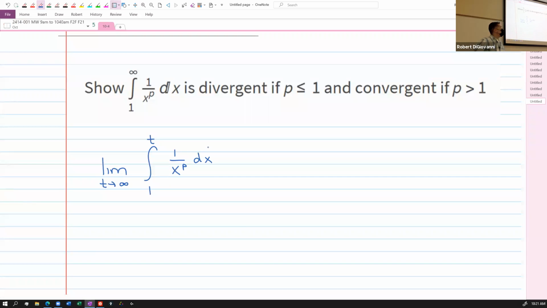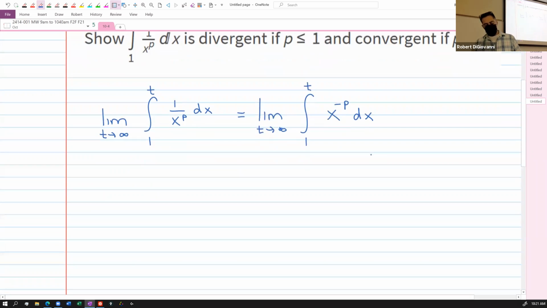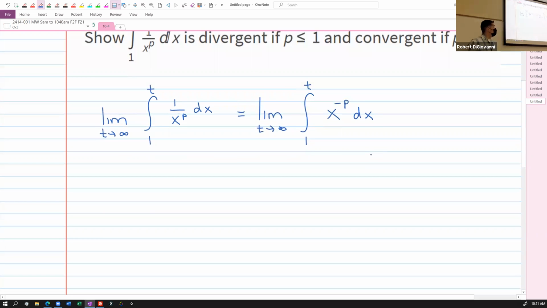Now I need the antiderivative of 1 over x to the p. So to help you with that, I'm going to rewrite it as x to the negative p dx. And then I'm going to use the power rule. What is the antiderivative of x to the negative p according to the power rule?